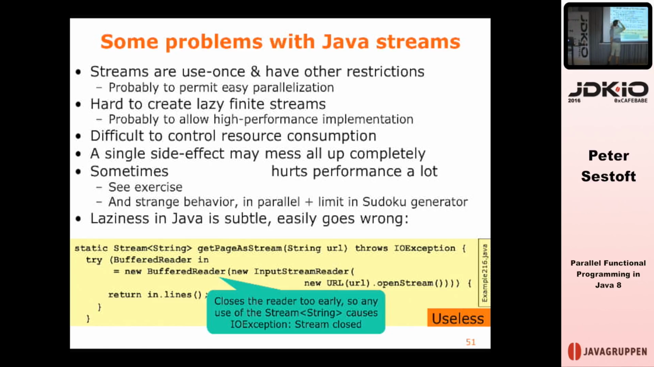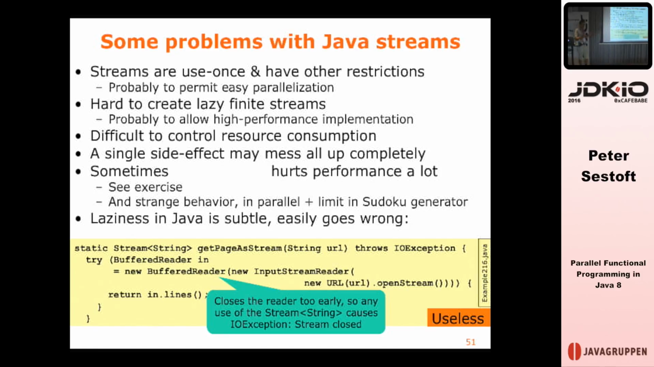But I think the purpose of that is, first of all, to permit easy parallelization, and second, to avoid space leaks. It's very hard to create lazy finite streams at present, which is really annoying, because it wouldn't have to be hard. It's easy to create in .NET a lazy enumerable corresponding to a lazy iterable in Java, and it ought not to be complicated to create a lazy finite stream. But it's very difficult to control resource consumption.